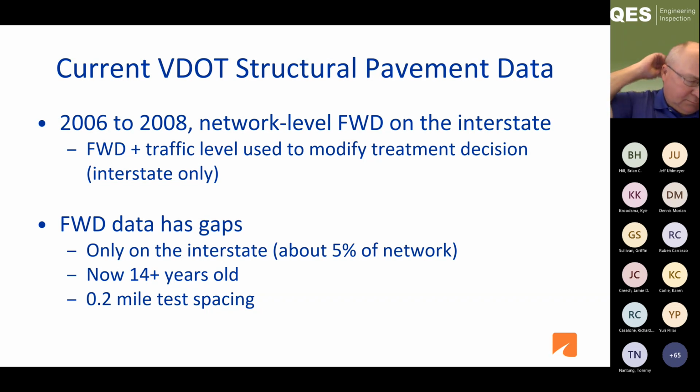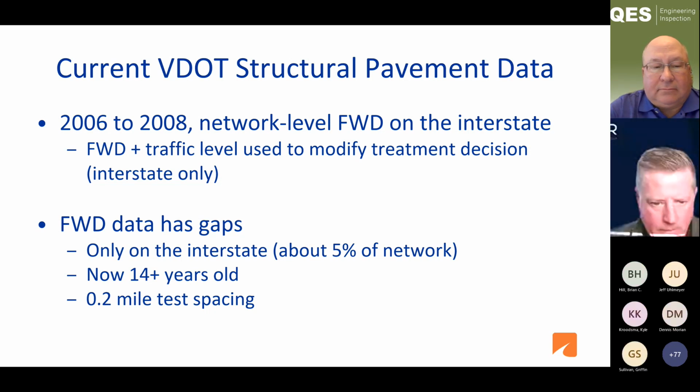And we only collected data every 0.2 of a mile on the interstate system, so a lot of gaps between data points. Again, there are gaps in this process. We only covered about 5% of the network, and the data is quite old now, in addition to the test spacing issue I just mentioned.